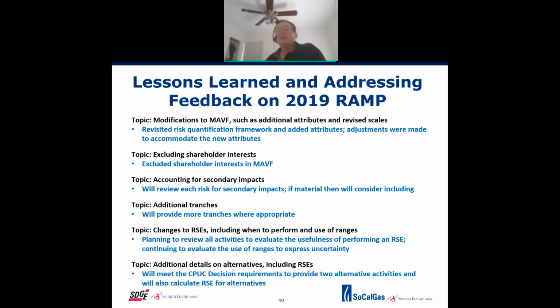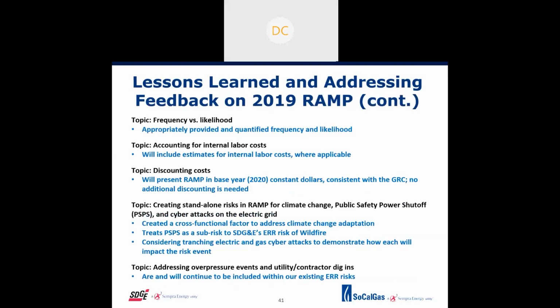Hi, this is David again. I have one more question about, I think it's the next slide. I think you talked about this for accounting for internal labor costs. And I think you mentioned that you will be including those costs. Can you just explain what the qualifier "where applicable" means? Like when would it not be applicable?